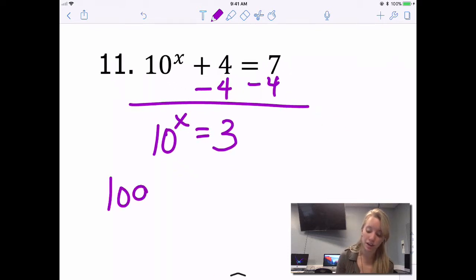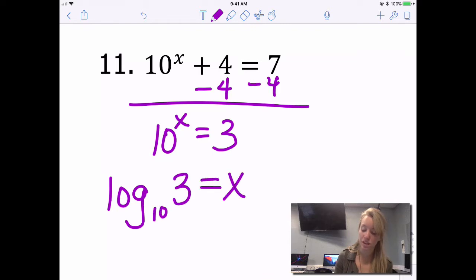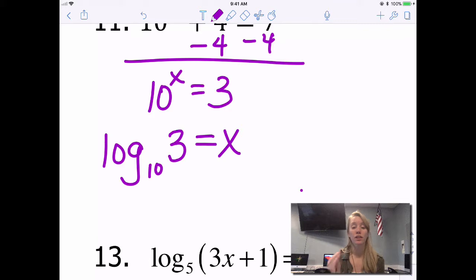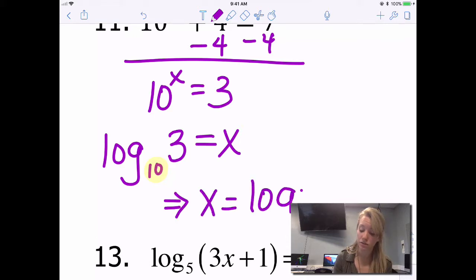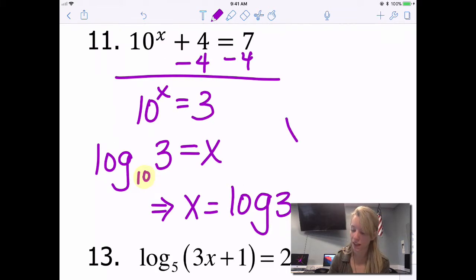So I say log base 10 of 3 equals x. I could do log 3 over log 10, that would work. I can also remember that log base 10 is really just log. That's what our calculator knows it as. So if I say log 3, then my answer is x equals 0.477.